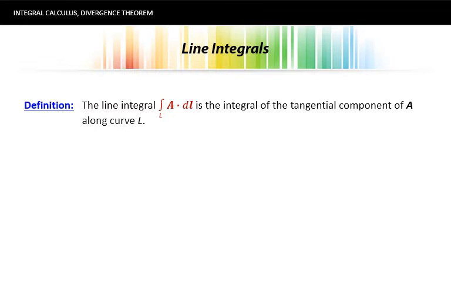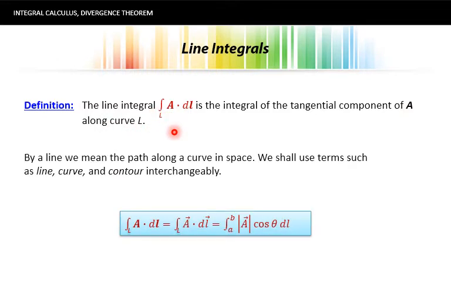Let's start with the concept of line integrals. The line integral of A·dl over L is the integral of the tangential component of A along curve L. By a line, we mean the path along a curve in space. We shall use terms such as line, curve, and contour interchangeably. So the line integral of A·dl can equally be represented by the following forms, which are all equivalent.